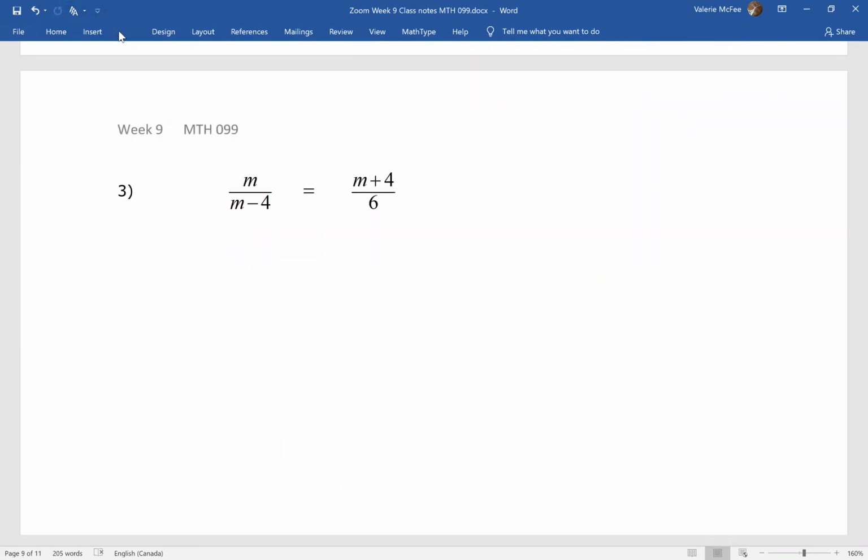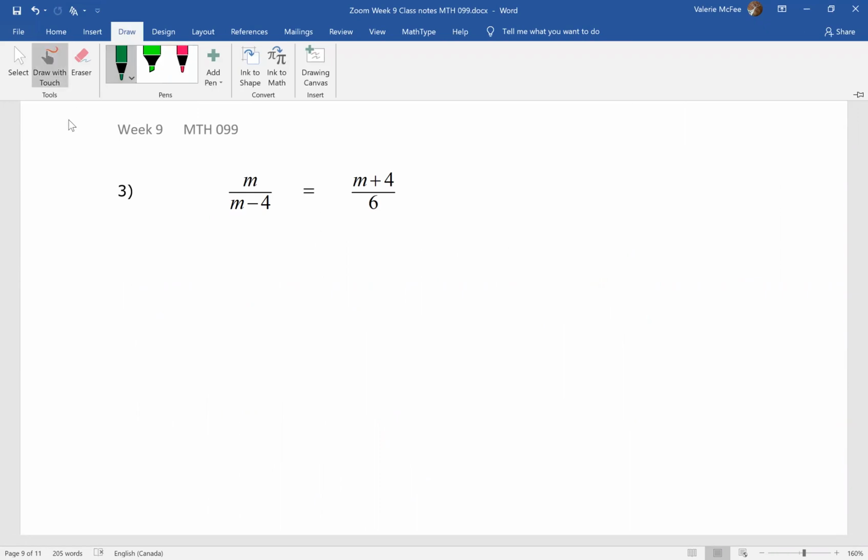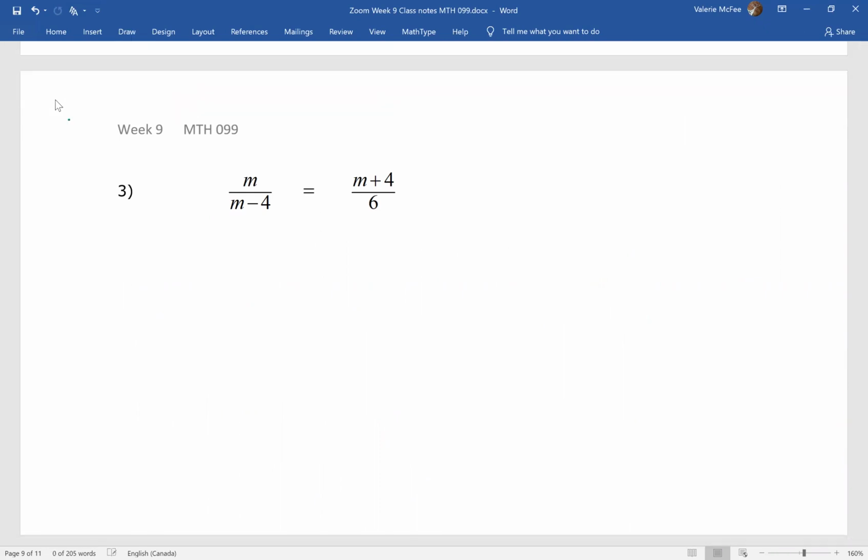Let's talk about question 3. I know some of you learned that you would cross multiply here, and that's fine, but I'm not going to talk about it that way because I like to do the same thing every time if possible. There's nothing to factor in these denominators, but I can see that the lowest common multiple is going to be 6 times m minus 4. I want to multiply both sides by 6 times m minus 4.